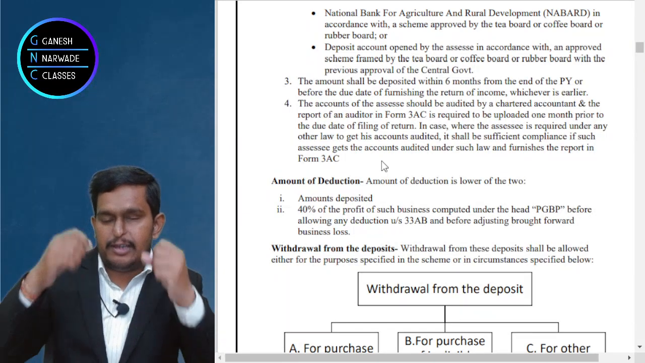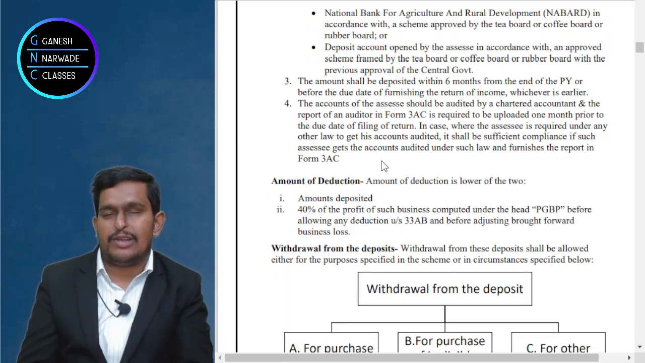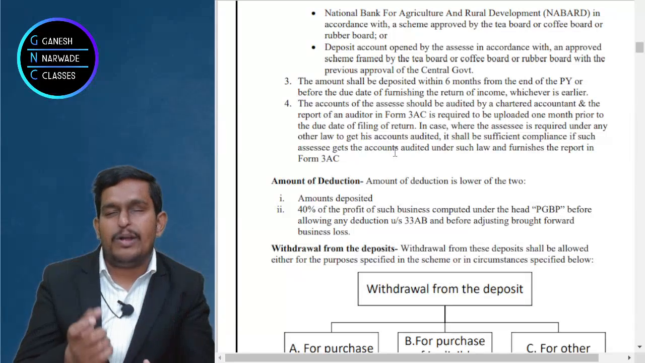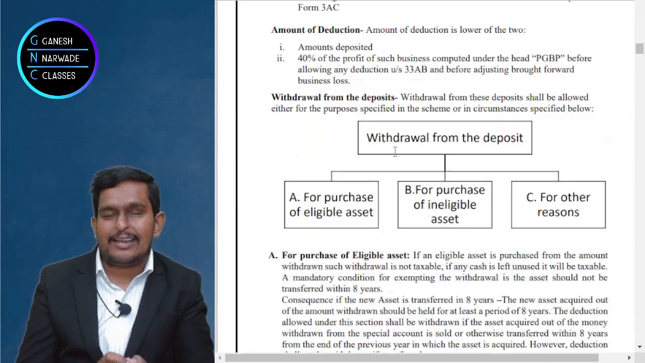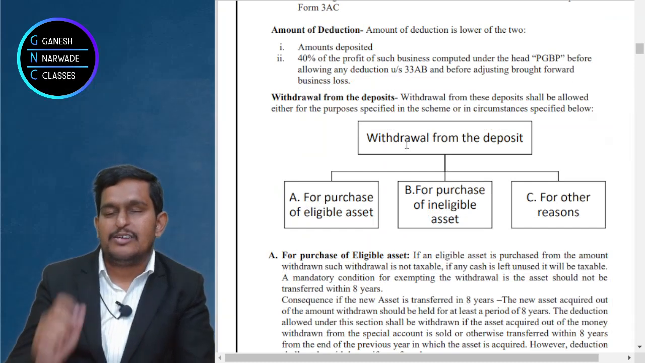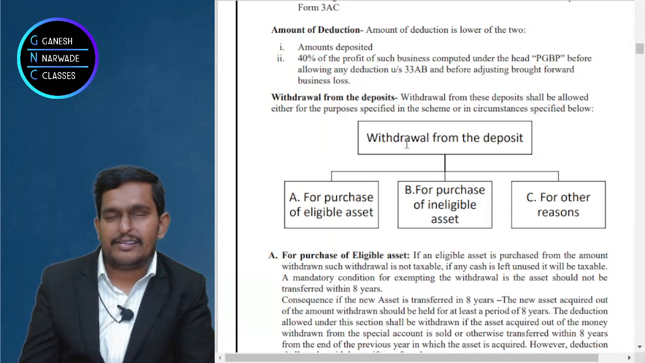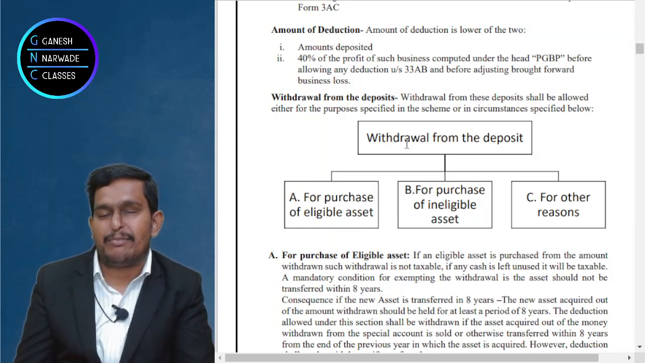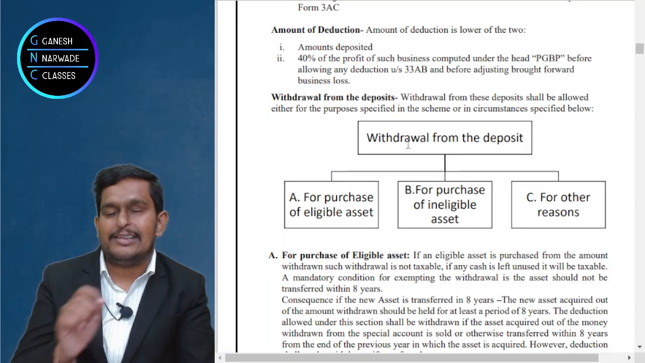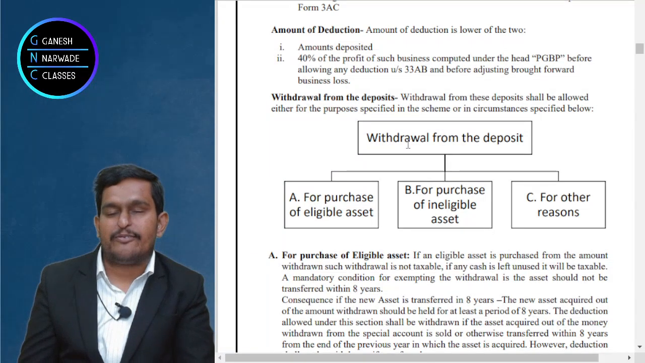Okay sir, if we deposit the money within the due date, what will happen? You will get the deduction. How much deduction? Either the amount deposited or 40% of profit, whichever is lower. Whenever the income tax department gives a deduction, they always say lower. So how much? Either the amount deposited or 40% of the profit, whichever is lower.